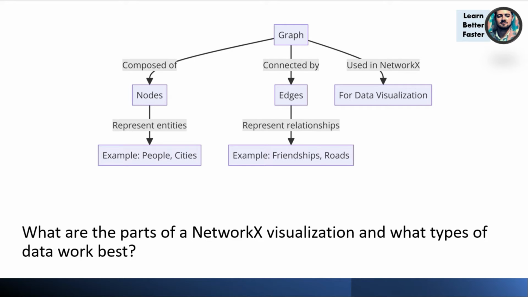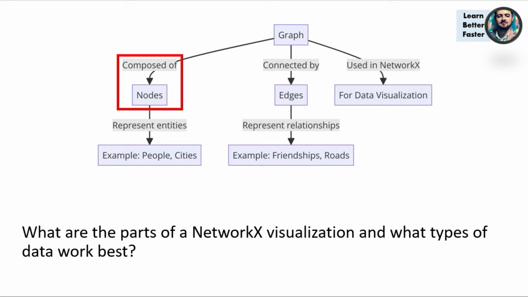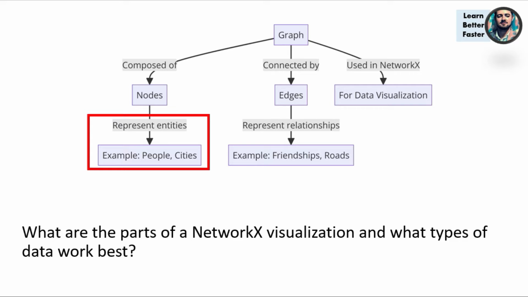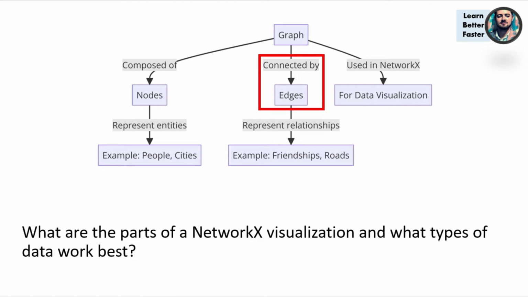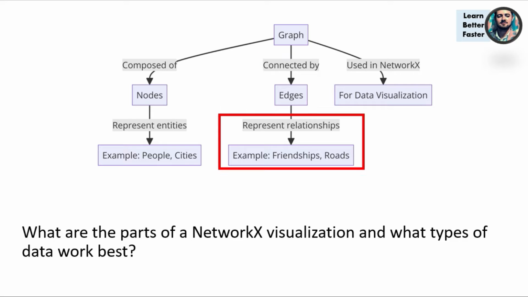A graph is what we're calling the visualization that NetworkX outputs. It's composed of nodes, and those represent entities. Those could be people or cities. And once again, here's an example of some nodes with those chess players. Then nodes are connected by edges, and those represent relationships. Those could be friendships or literal roads, right? We could have roads connecting cities.